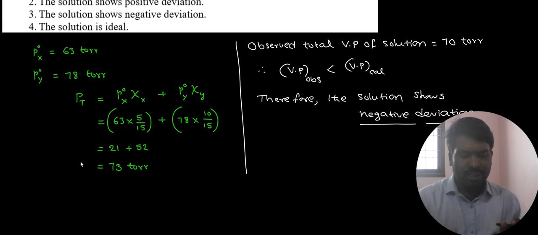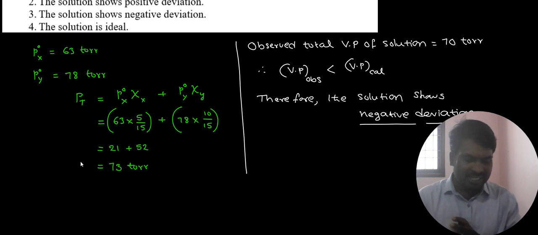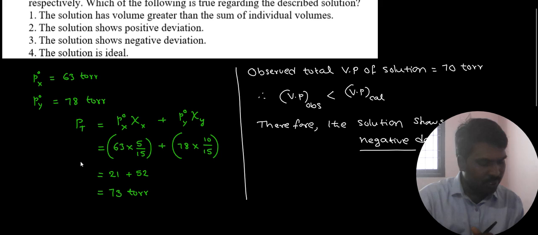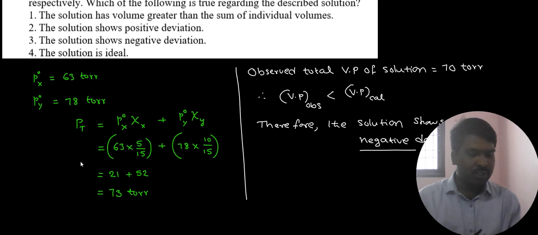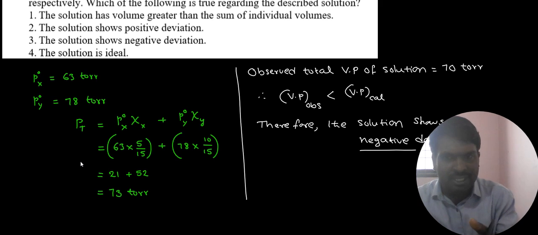So the formula, total pressure equal to P0 A chi A plus P0 B chi B. From that we got 73 torr. This is the expected or calculated value. Calculated vapor pressure of the solution is 73 torr. But the observed is 70 torr. So here the observed vapor pressure is less than the calculated vapor pressure. Always we have to focus on the observed vapor pressure. As compared to calculated, observed is low.